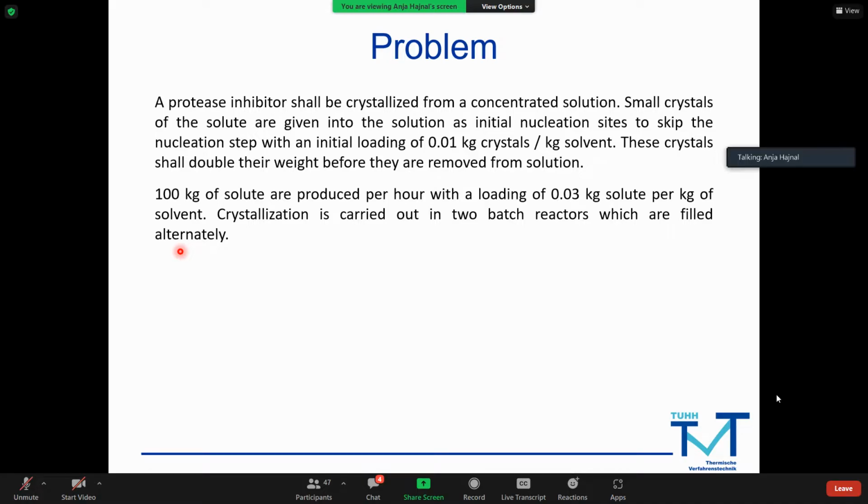Maybe take a minute or two to read the task and take a look at all the formulas. And then we will start to solve the task together.